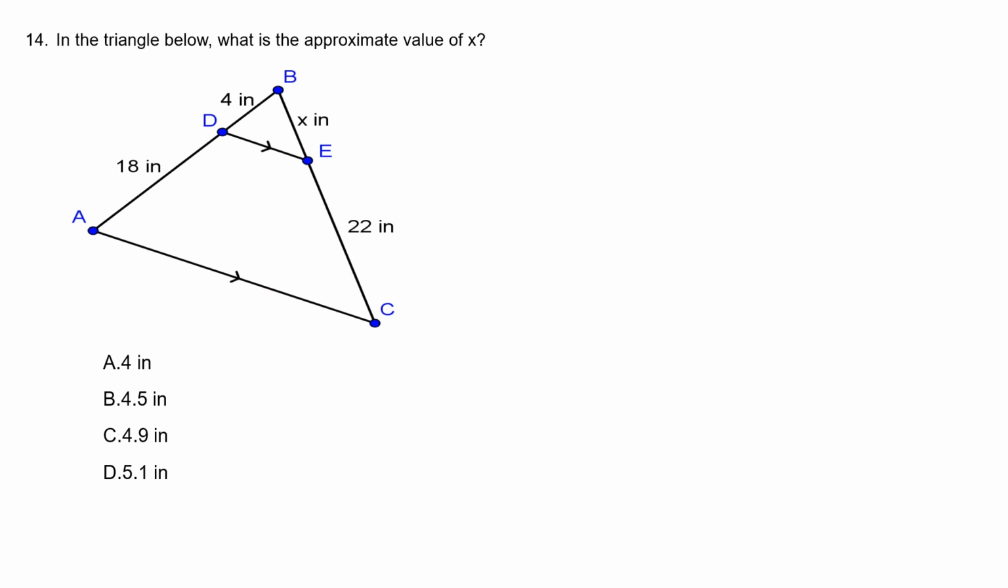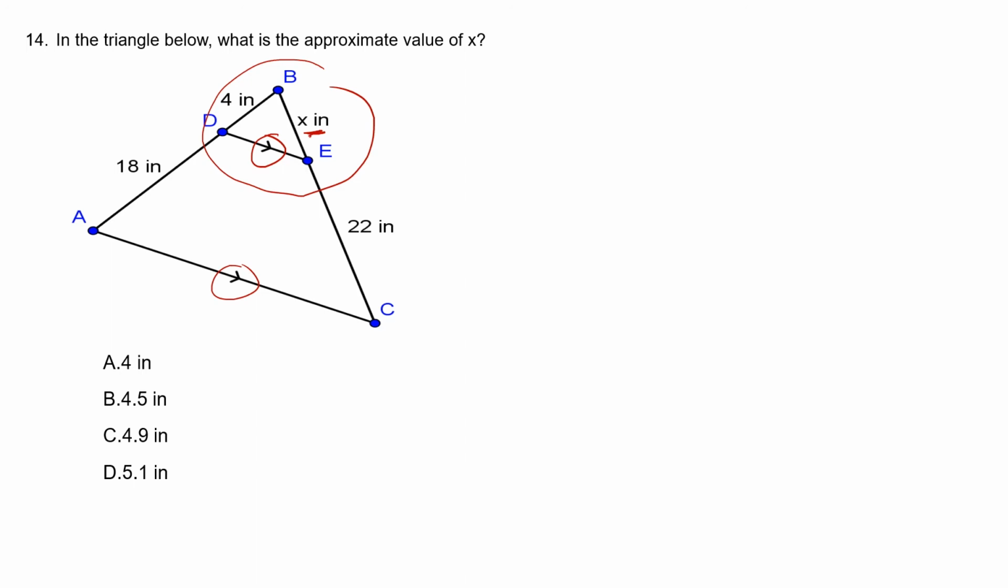Let's take a look at number 14. It says in the triangle below, what is the approximate value of x? And so x is right here. And so since segment DE is parallel to AC, and I know they are parallel because I have these markings here, the portions of the sides of triangle BDE, which is this small triangle here, and triangle ABC, which is the large triangle, they are proportional. So I could set up a proportion to determine the side length of BE, which is x.